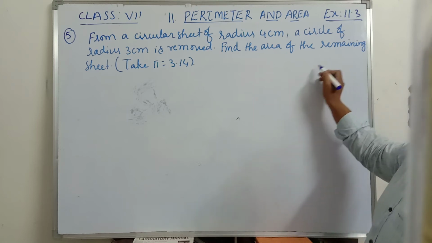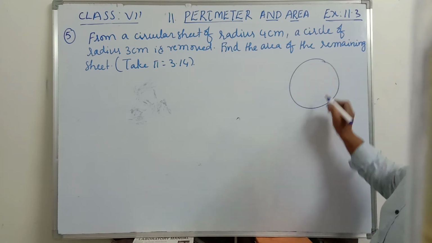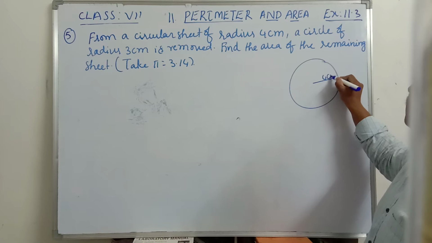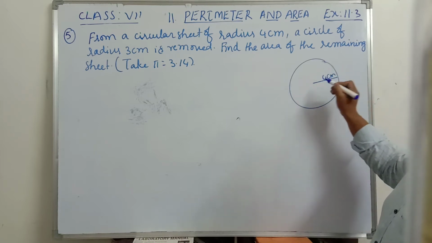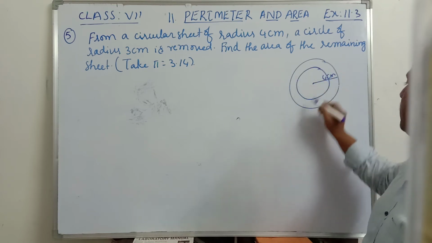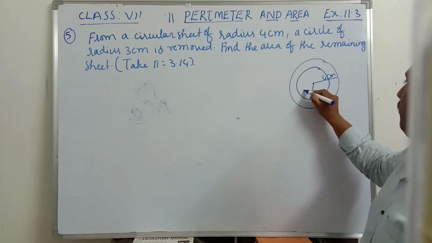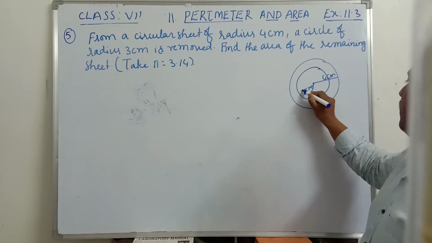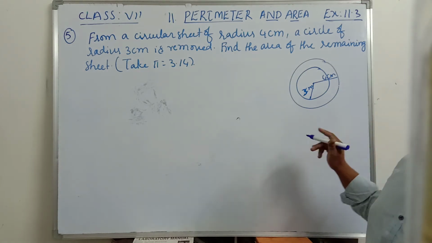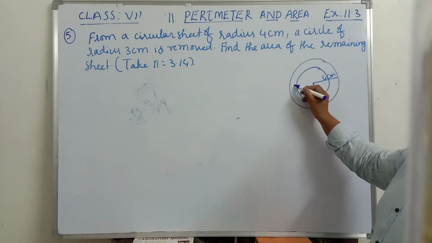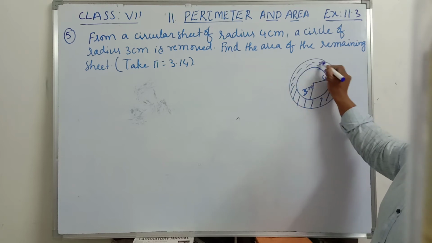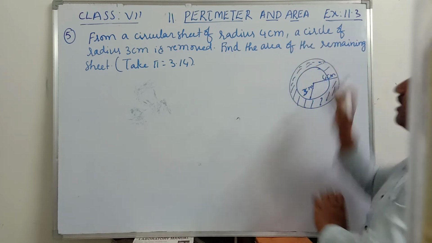So here, first we have a circular sheet of radius 4 centimeters. Now from this a small circle with the same center is removed, whose radius is how much? 3 centimeters. This is 3 centimeters and this circle is removed. Then find the area of the remaining sheet which is left over. Yes, this part is left over, that is the shaded region. Find the area of that shaded region.